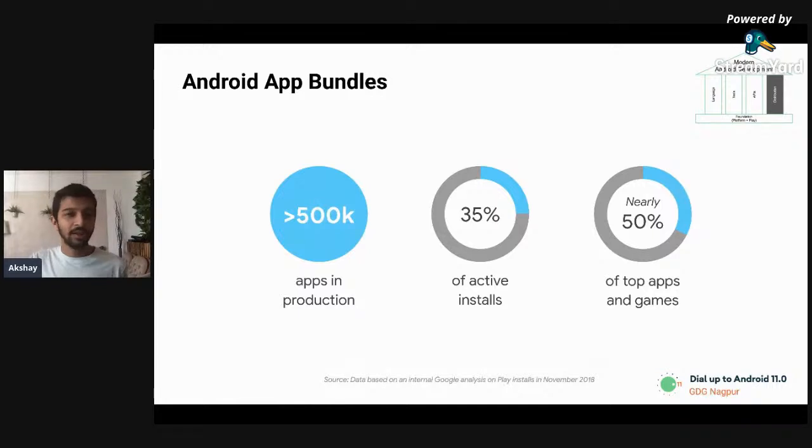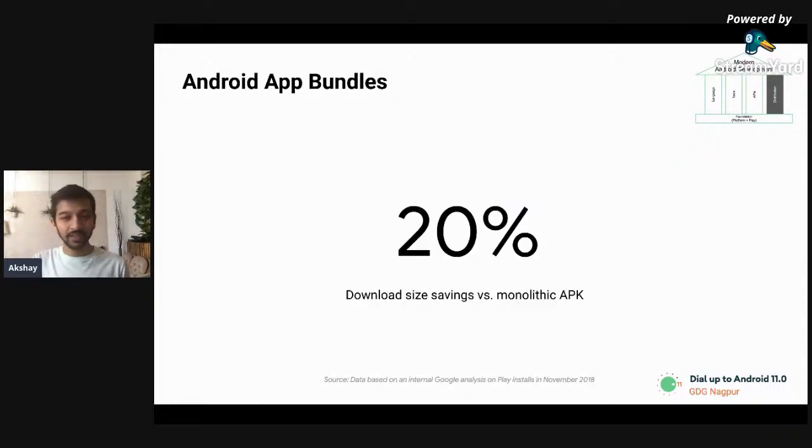And Android app bundles are already used by 500,000 apps in production, nearly 50% of top apps and games, and almost 35% of active installs are through app bundles, which is super nice. Compared to a monolith APK where everything was shipped, it gives you on average a 20% saving, shaving off 20% of your APK size, which is super nice as a developer. You just don't need to do anything, and I just love it.